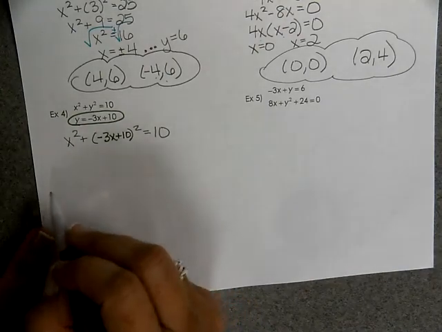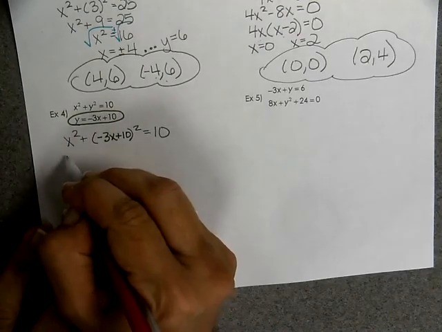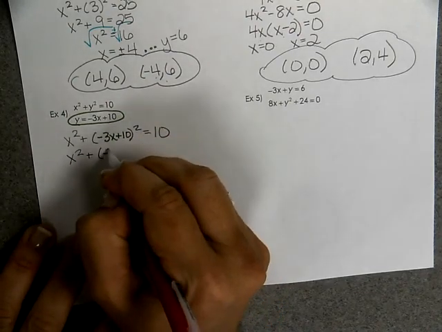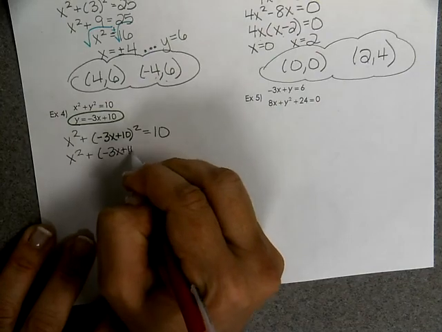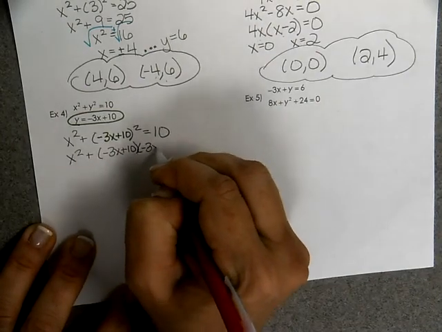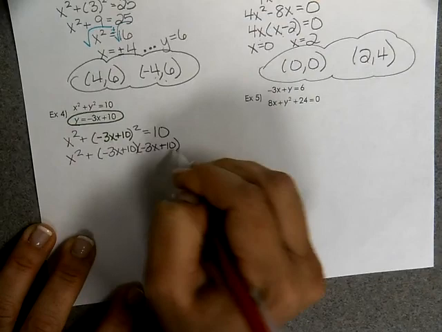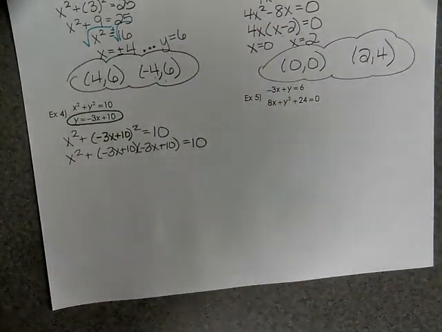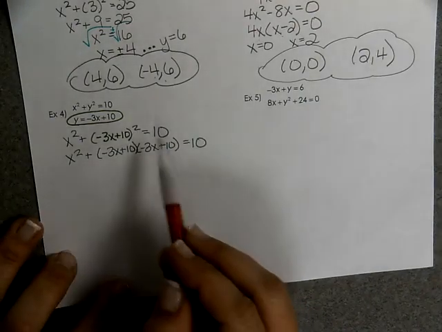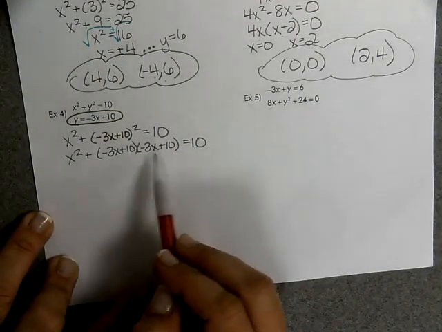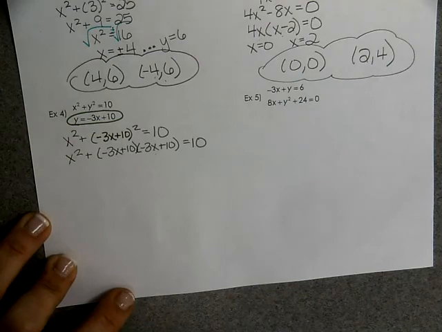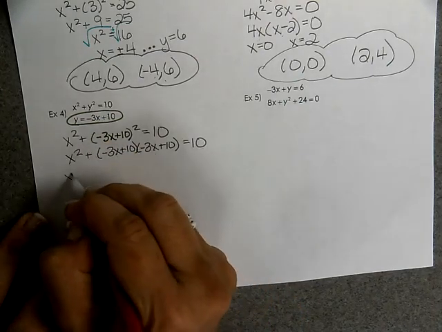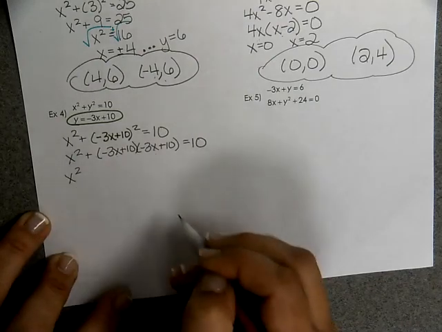So let's try to make sense of this a little bit. Remember, when you're squaring something, you're multiplying it by itself. So I don't want to be tempted to distribute a square over addition, because that's illegal. We don't want to end up in math jail. So I'll write (negative 3x plus 10) squared as (negative 3x plus 10) times (negative 3x plus 10). And I'll bring down the x squared so I don't forget about it.